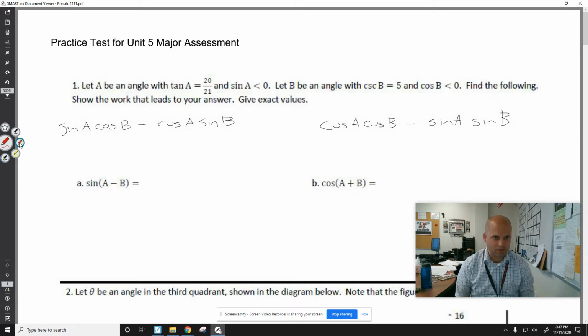We're given two angles, A and B, which means we need two triangles set up. I need tangent to be positive, but sine is negative. Okay, that's in the third quadrant. And tangent's opposite over adjacent. So opposite, if my angle's right here, and this is A, I can write A right there. Opposite's 20, adjacent's 21.